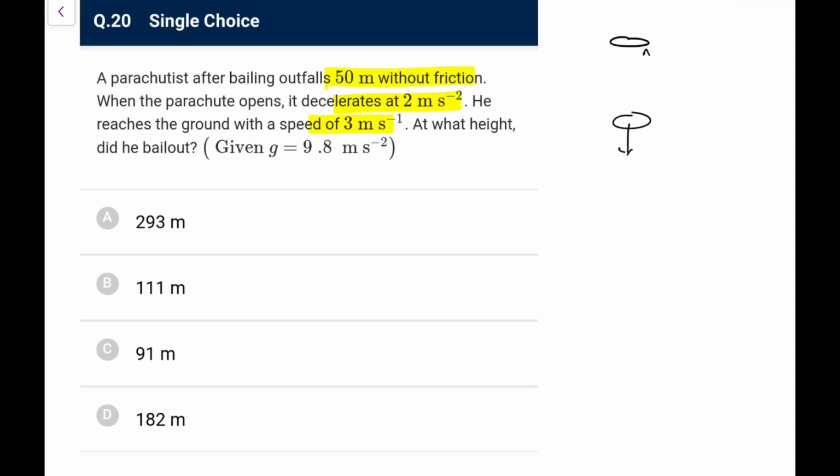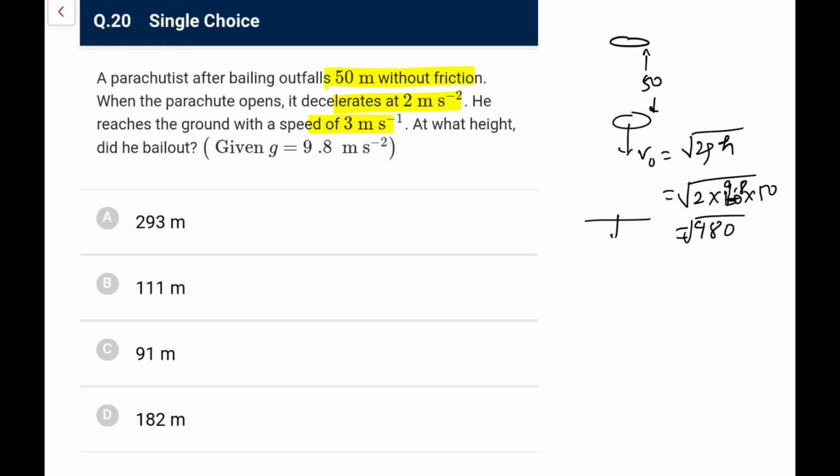So I can directly say, because of this 50 meter, the speed V0 here would be equal to root 2gh, which is 2 into 10 into 50, which comes out as 1000, or 9.8 I have to take. So it is 980, root of 980. Now it retards at 2 meter per second square and finally lands at 3 meter per second.